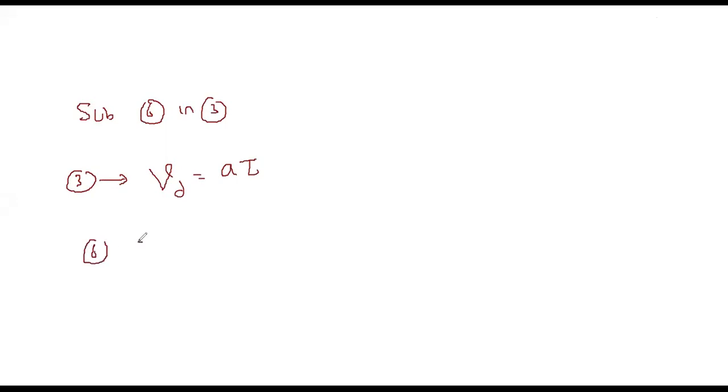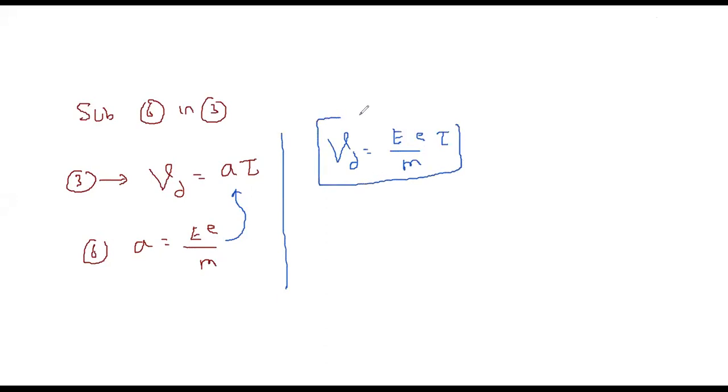So substituting 6 in 3. What is the third equation? It is the drift velocity equation, Vd is equal to A tau. What is the sixth equation? A is equal to Ee by m. So we substitute this value here. So what is the drift velocity then? Drift velocity is equal to capital E small e by m into tau. So this is the formula for drift velocity.